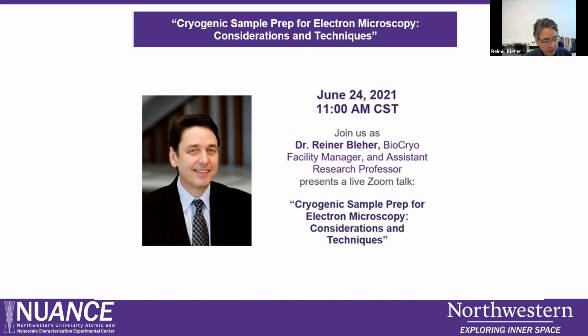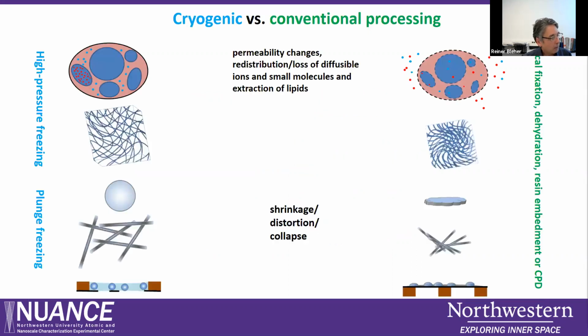So I want to start with a slide that shows some differences between samples that are cryofixed here on the left side, which is usually by plunge freezing or high pressure freezing, and samples that are processed conventionally on the right side. The goal for both procedures is to retain the ultrastructure of the samples as unaltered as possible, of course, and to allow us to study the samples in the high vacuum conditions in the electron microscope.